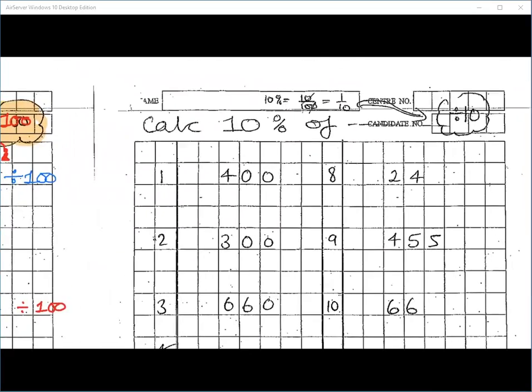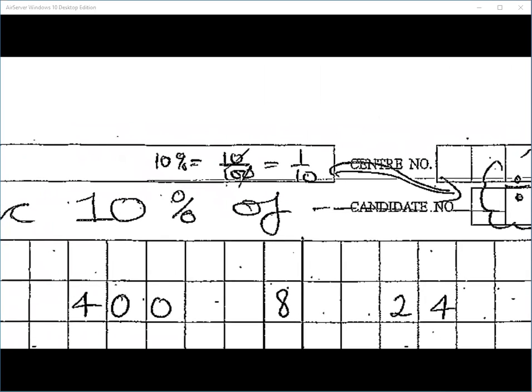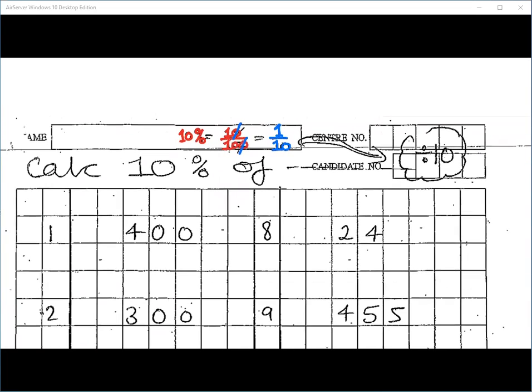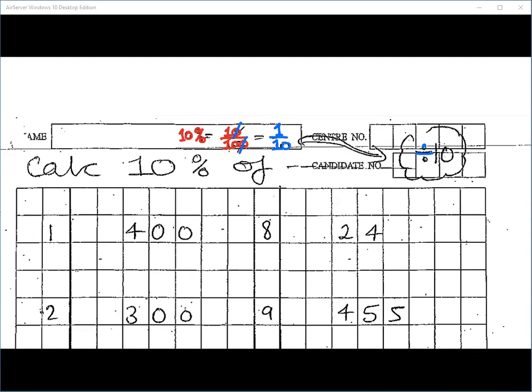So what does 10% mean, Aisha? I'm dividing by 10. 10% means 10 over 100. Is that right? 10 hundredths. Yes. If you cancel 10 hundredths down, it will give you what? 1 over 10. So 10% is 1/10 of something. How do we work out 1/10 of something? Dividing by 10. Okay, so 1/10 means divided by 10.